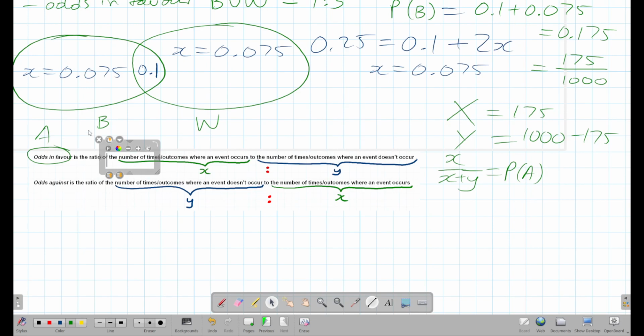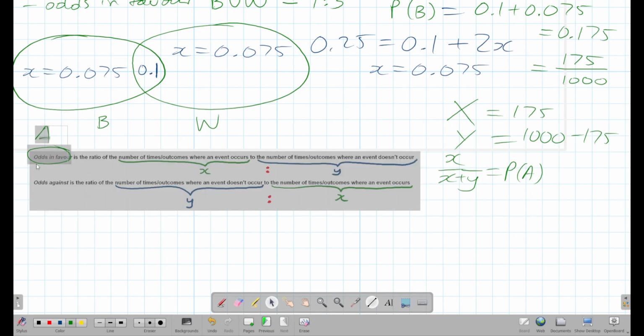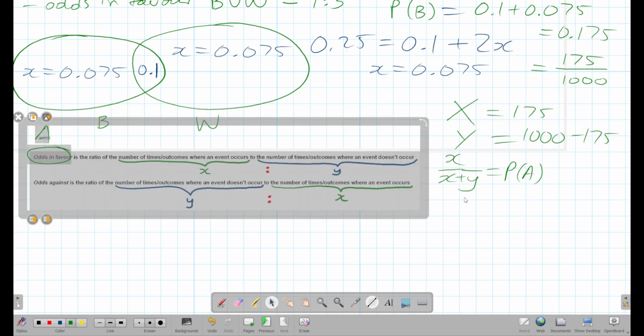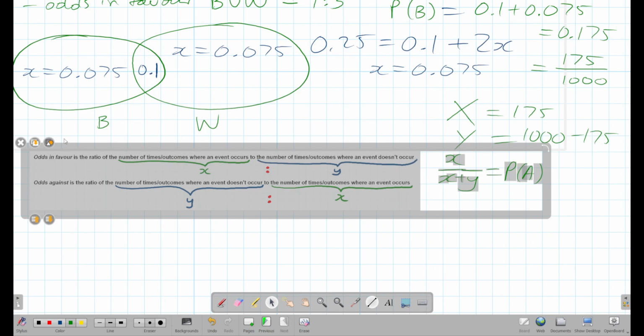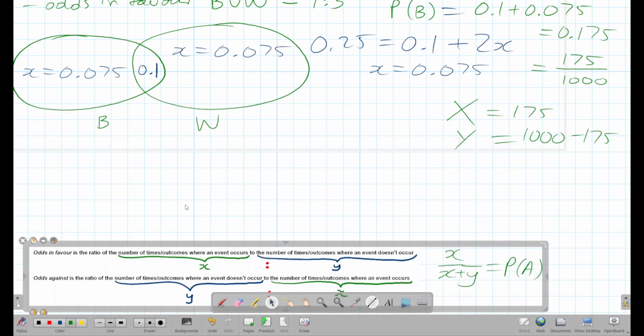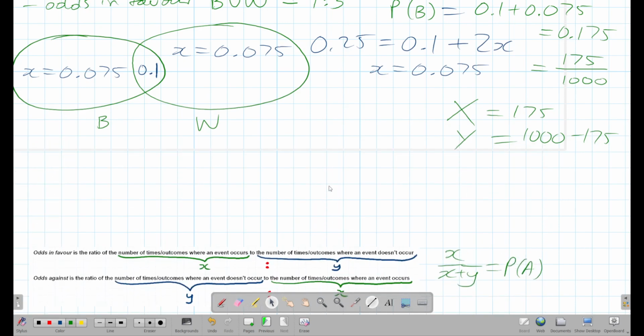Oh, whoa, wrong shortcut. Get rid of this, get rid of this. Take these, group them together, and just shift them down. All right. So our y is 1000 minus 175. So this will be 825.